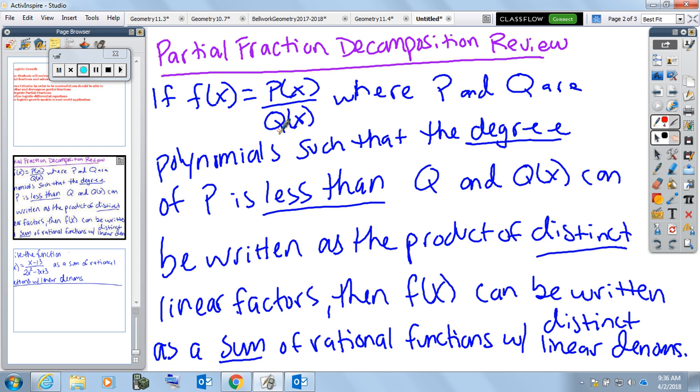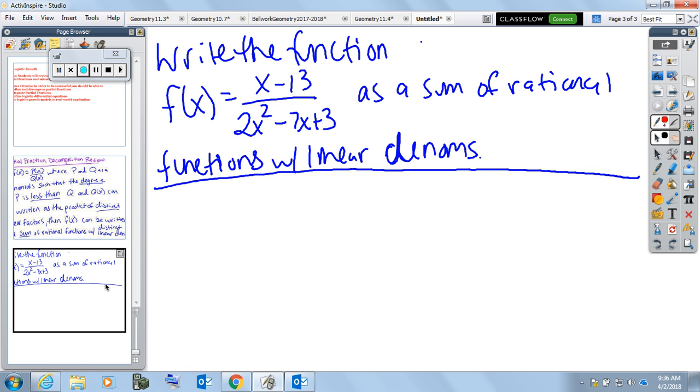So if we started with quadratics, we're going to be able to write it as linears. If we started with cubics, we can write them as linears, and so on and so forth. Well, let's dive into an example and see where this comes into play. It says write the function x minus 13 divided by 2x squared minus 7x plus 3 as a sum of rational functions with linear denominators.